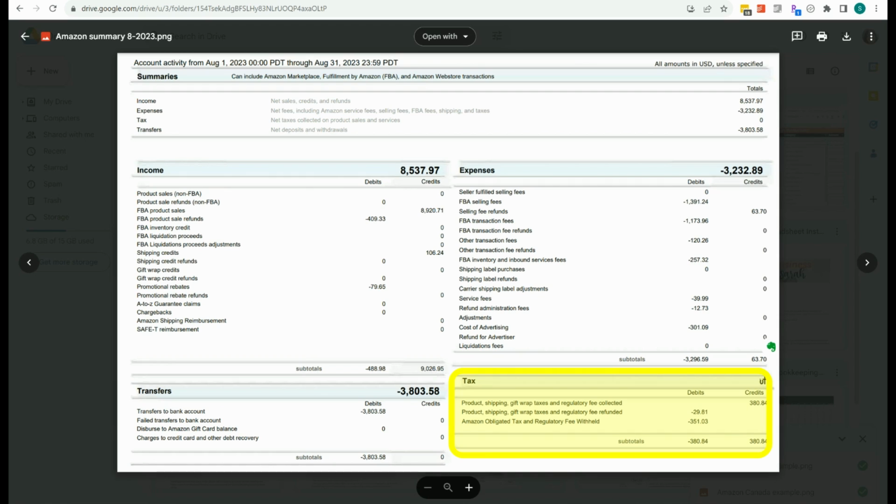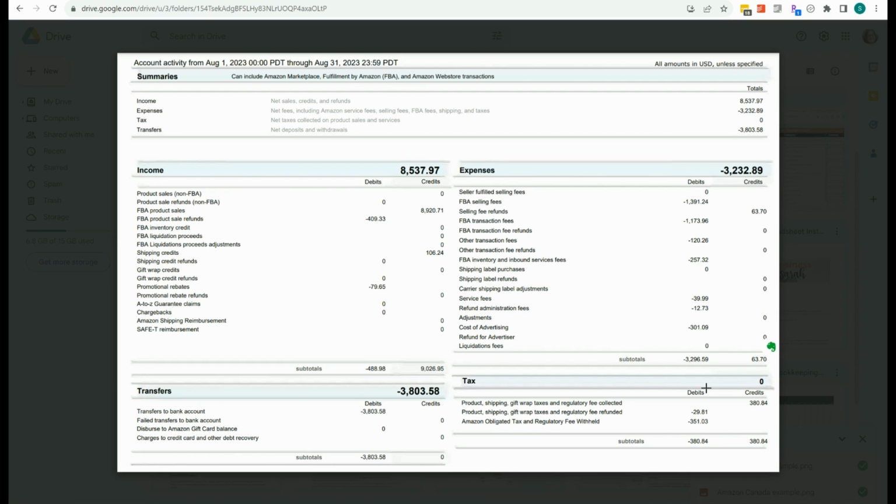Down here, you're not going to need to worry about sales tax. You can see that the difference between what Amazon collected and what they remitted, it comes to zero. Amazon is a marketplace, so they are collecting and remitting sales tax for every state that has a sales tax. So that makes your job a lot easier on the sales tax front. So we're not going to have to worry about this.